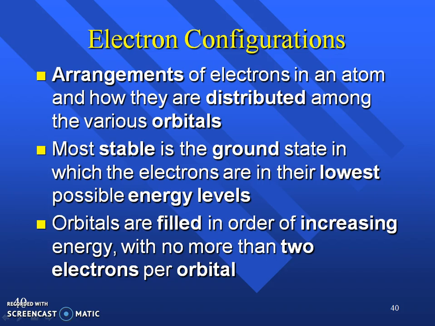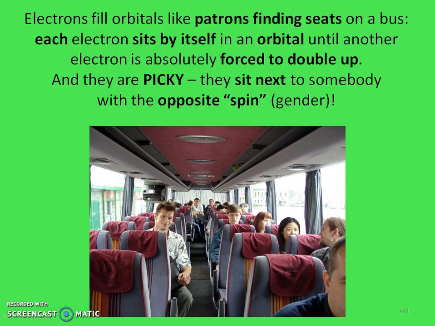So by now you know that the electron configuration is just the arrangement of those electrons and how they're distributed throughout the atom. And of course the most stable is the ground state, where those electrons are in the lowest energy level possible. And of course those orbitals are filled in increasing energy, where there's no more than 2 electrons per orbital.